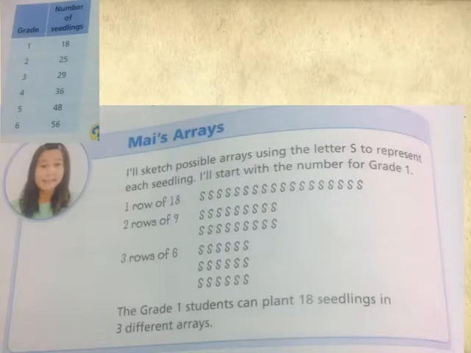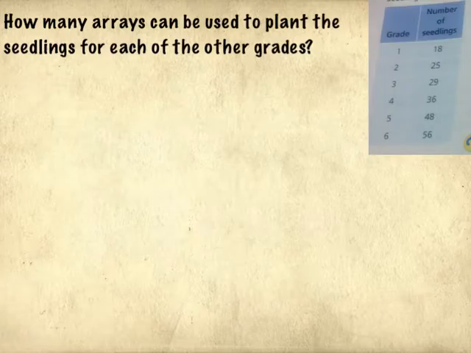So this is Mai, and Mai is going to sketch the possible arrays using the letter S to represent each seedling. So she starts with grade 1. So 1 row of 18, she can do 2 rows of 9, or she can do 3 rows of 6. So the grade 1 students can plant 18 seedlings in 3 different ways. Let's find out how many arrays can be used to plant the seedlings for each of the other grades. So for grade 1 it was 3.